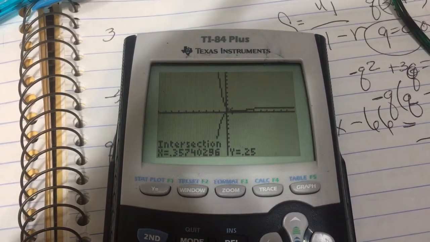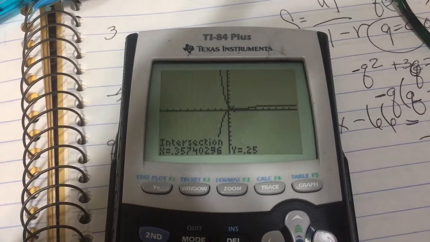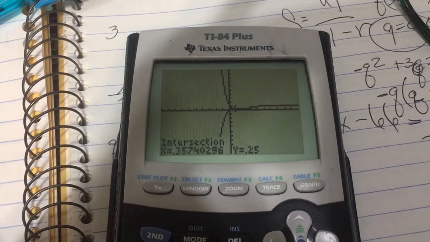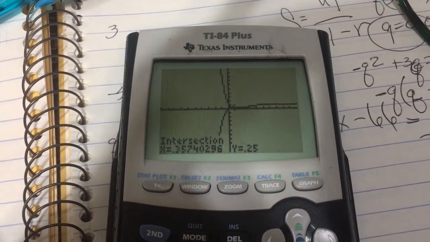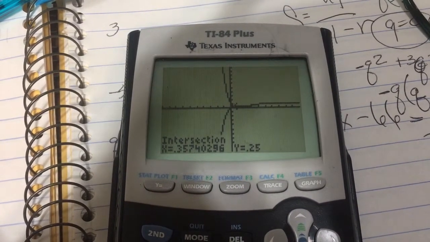And there's my answer. So x is 0.3574 and y is 0.25. So those are the guesses of the calculator. I don't know if those are your correct answers or not, but there you go.